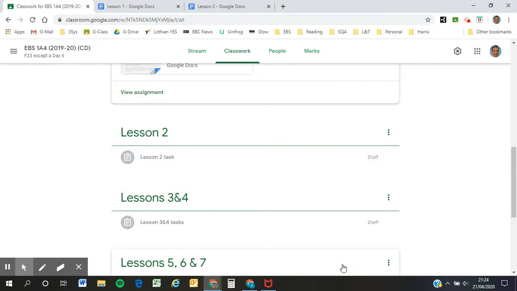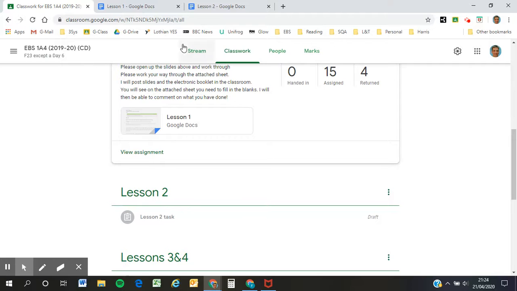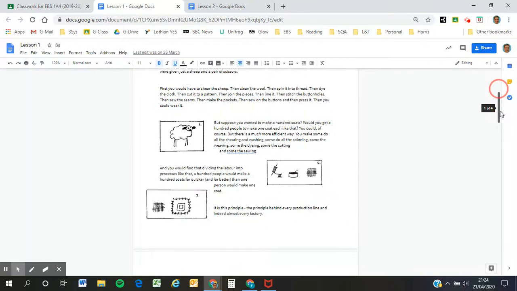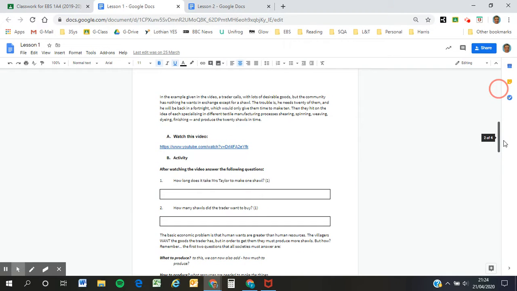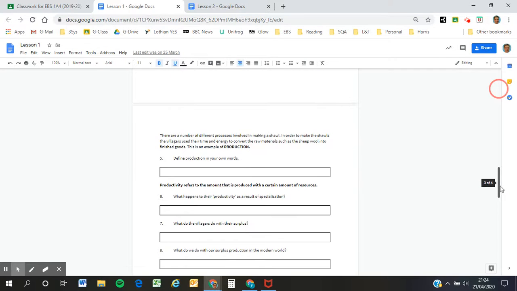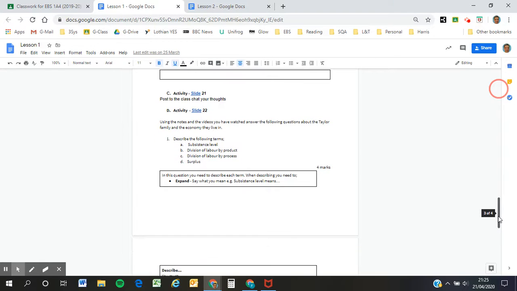We're on to our second lesson now in economics. You should all have done the first lesson, if you remember that. We did that before half term. It's the one all about division of labour by process, and we watched all about Mrs. Taylor making slides, so we can whiz through this bit. You should remember this. Remember how long it took her to make a shawl and the trader came. It was all very exciting. Production increased. And we did all this, and we wanted you to answer those questions.